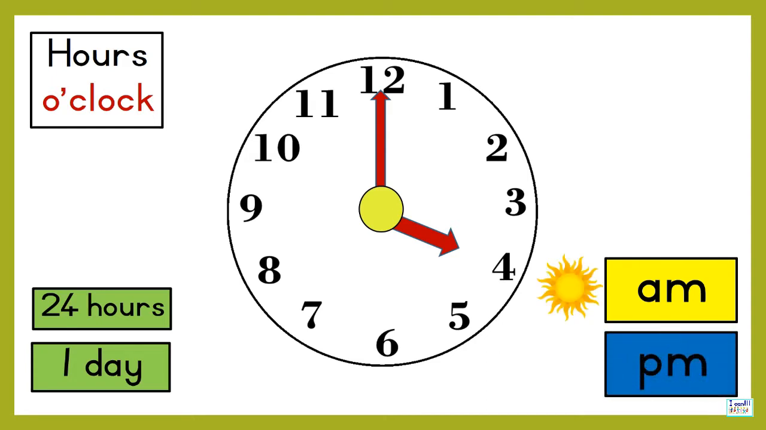When the short arm reaches the 12 midday, it changes into p.m., past midday. A moon is going to represent p.m. To use the sun and the moon is only a quick way to help you remember a.m. and p.m. The moon is definitely not shining at 12 o'clock in the middle of the day.